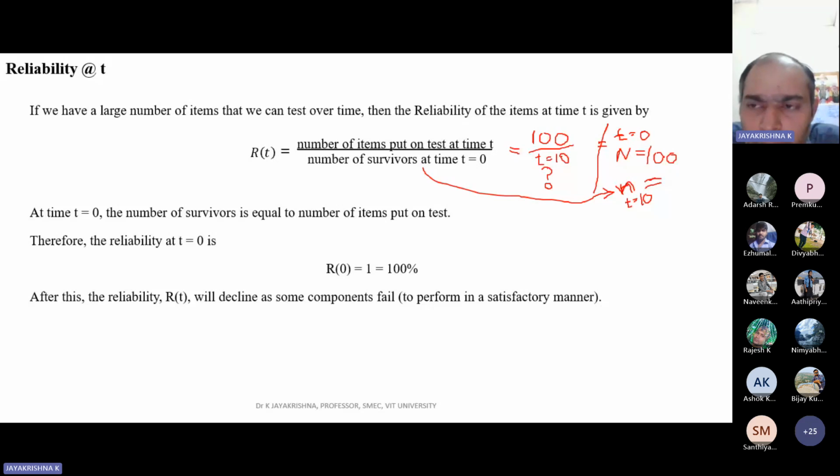So the reliability of the product when you start the test is what? Reliability of a product when you start the reliability test is what? 100. 100 or what? In reliability, how much? How should you call that?